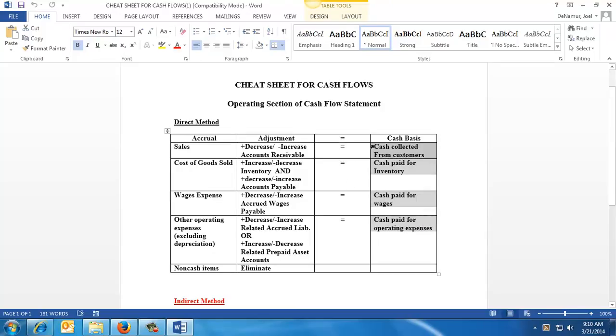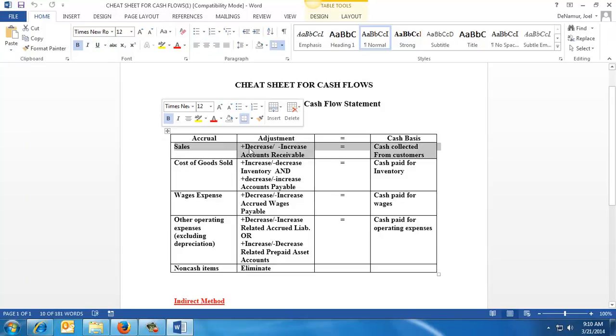So let's start with cash collected from customers. To calculate this, you'll have to find sales on the income statement, and from that number you'll then look to the balance sheet and look up your beginning and ending balances for accounts receivable. The beginning balance as of January 1st and the ending balance as of December 31st.